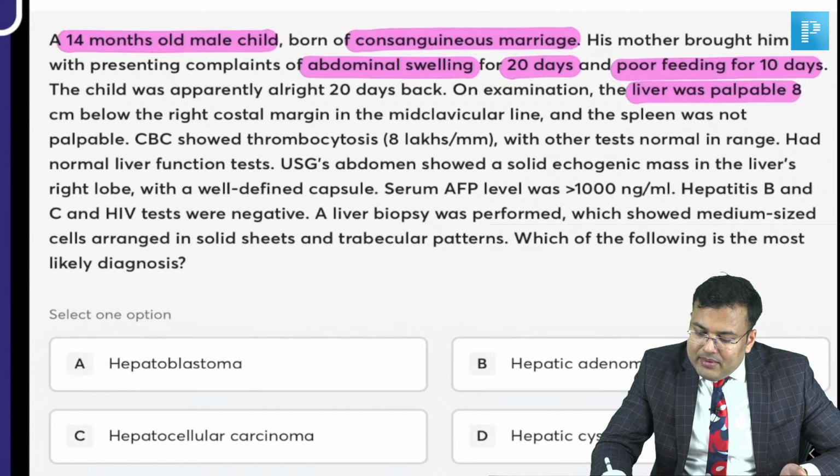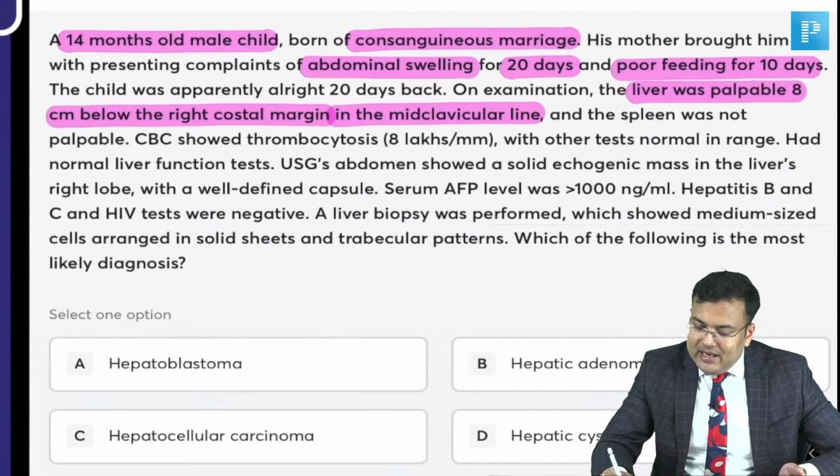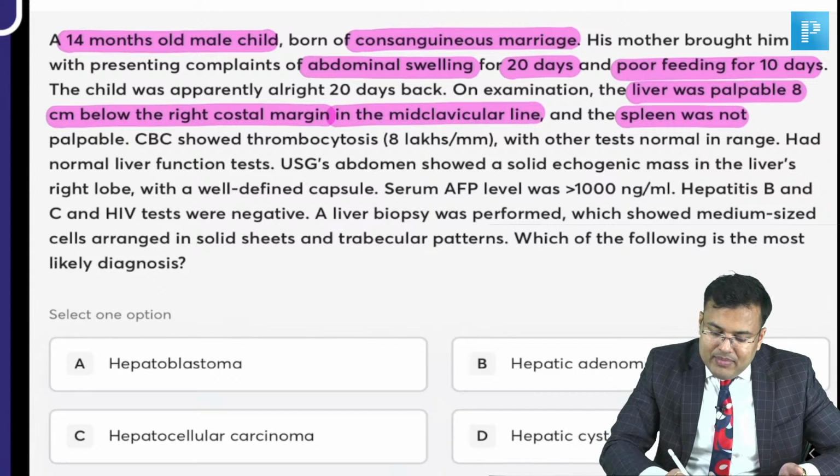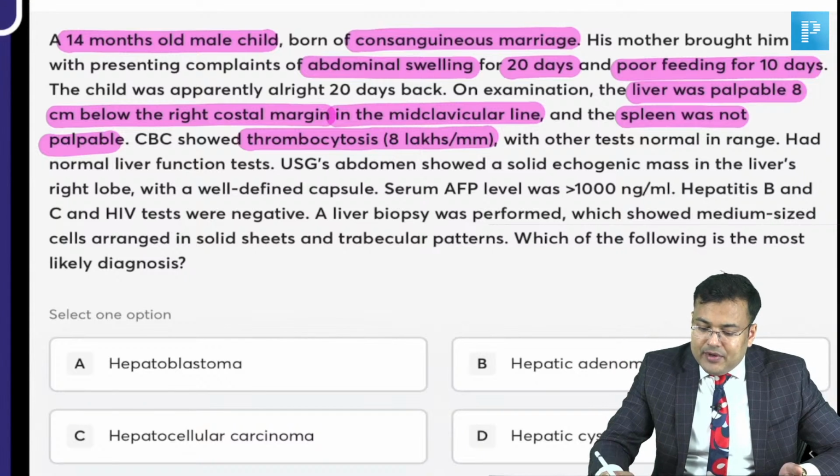Liver was palpable 8 cm below the right costal margin in the mid-clavicular line. So the patient is having hepatomegaly. Spleen not palpable. CBC shows thrombocytosis, can you see the platelet count is very high, 8 lakhs per mm cube.